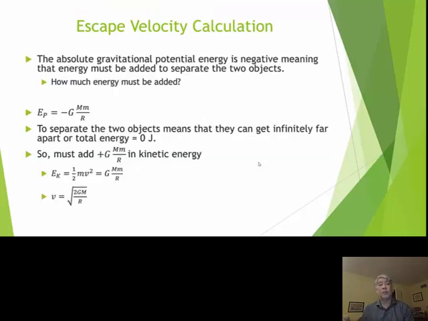We take the gravitational potential energy at the surface of the planet, GMm over r, and we set kinetic energy equal to that, or 1/2 mv squared is equal to GMm over r. After some mild algebra, we find that escape velocity, v, is going to equal the square root of 2GM over r. This looks very similar to the orbital velocity, except there's a 2 now in the numerator.